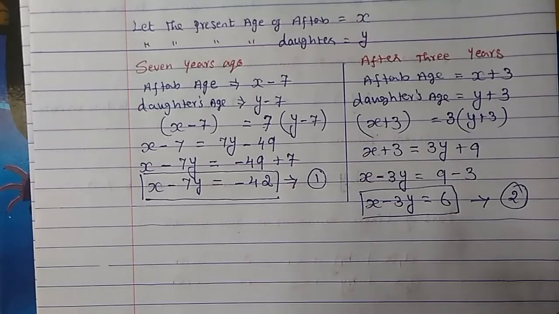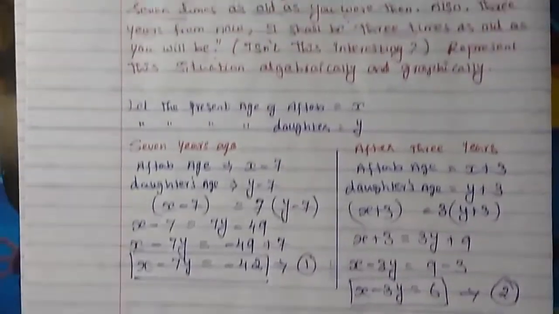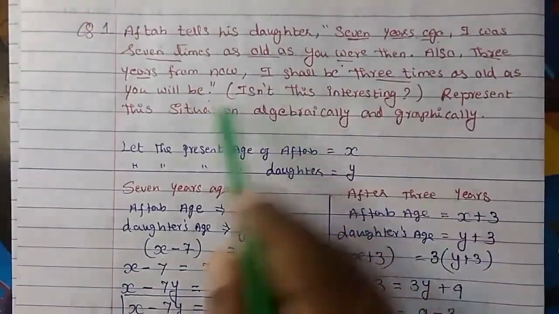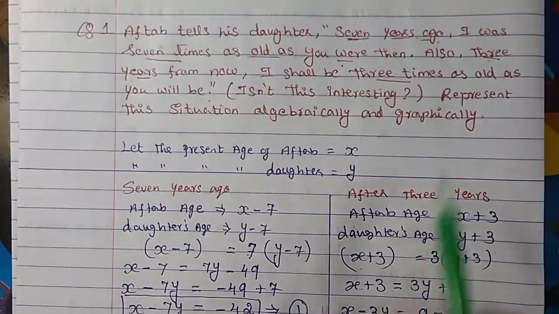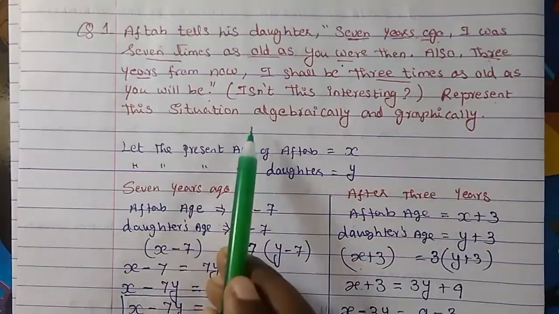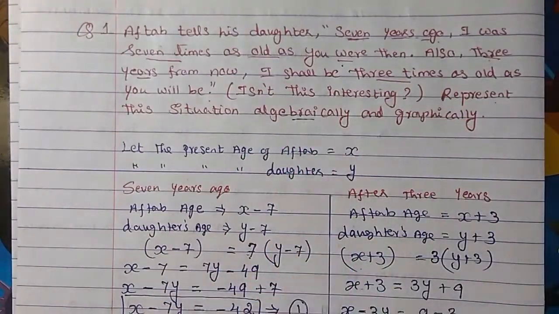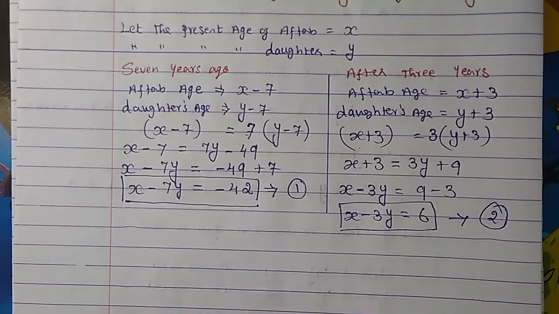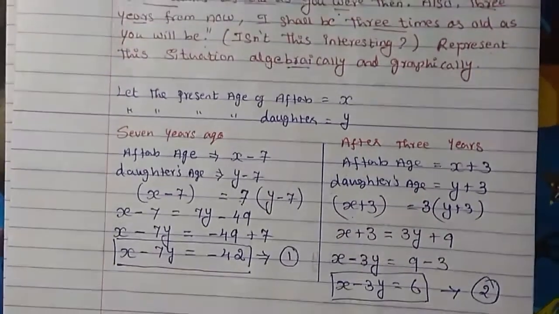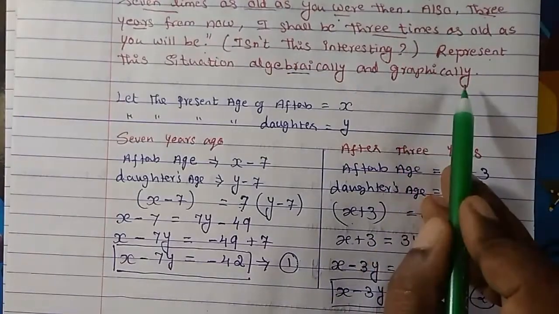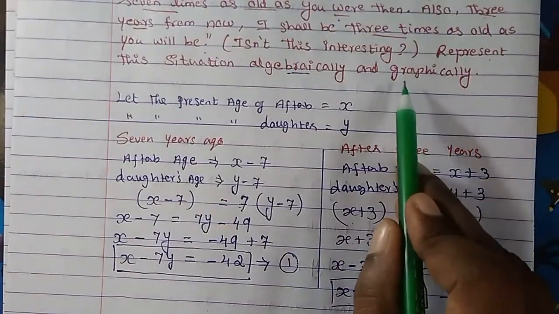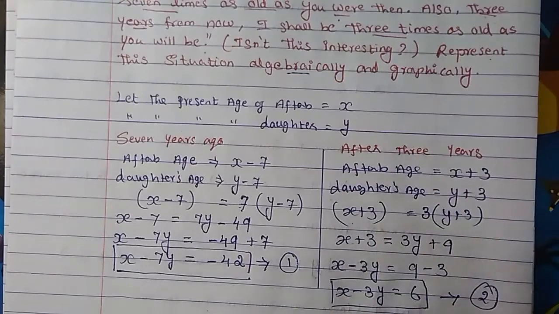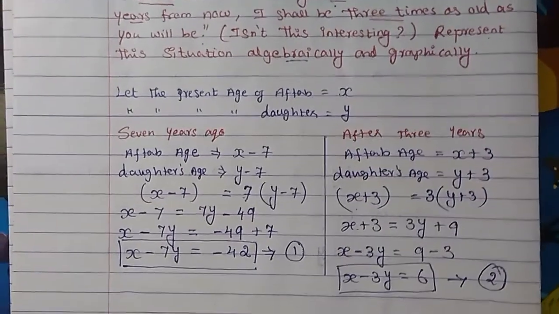Okay. So we have represented the equations. They are asking us this situation we have to present in the equation. So we have represented the situation algebraically. These expressions are algebraic expressions. So that we have finished. The second part is now graphically we have to do. So graphically means in graph you have to represent it. So let's take the graph.